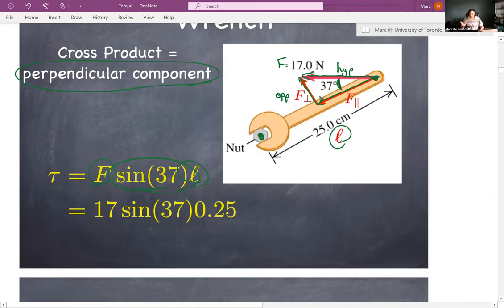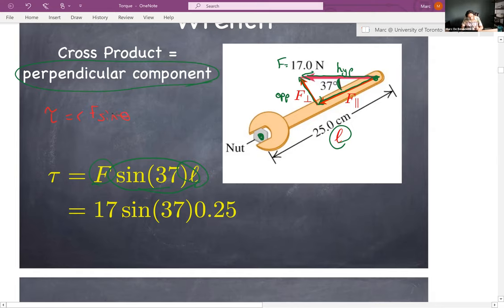The reason that is the case is because the longer the wrench, the longer the lever arm. We know torque is r F sine theta. Well, that's hard to see in green, so let me change colors momentarily. Torque is r F sine theta.